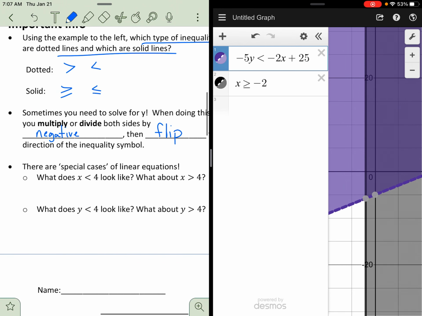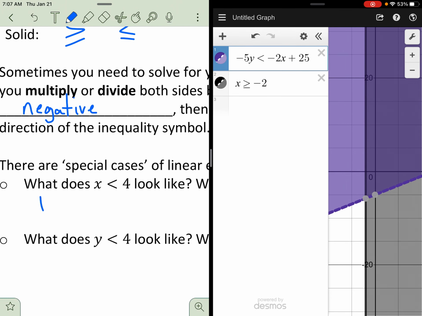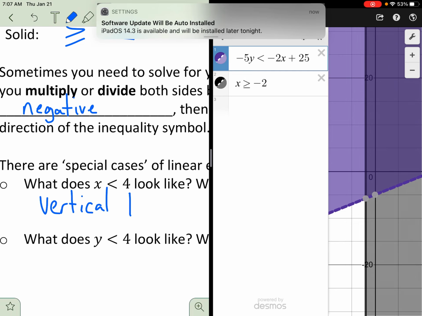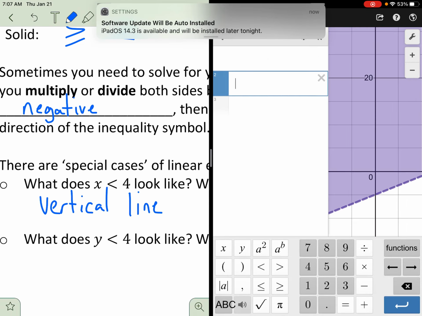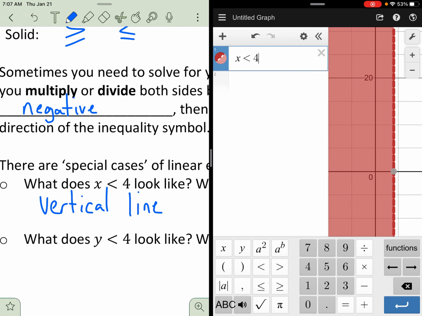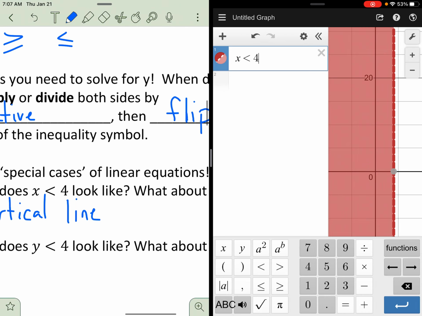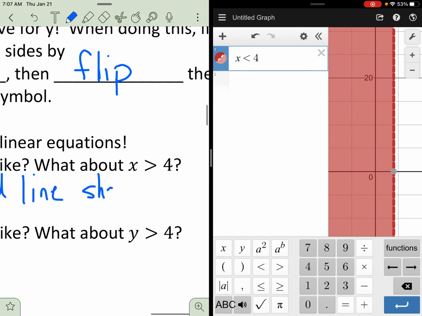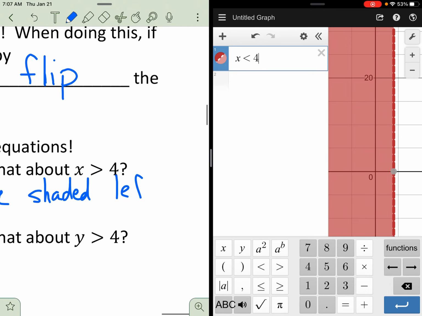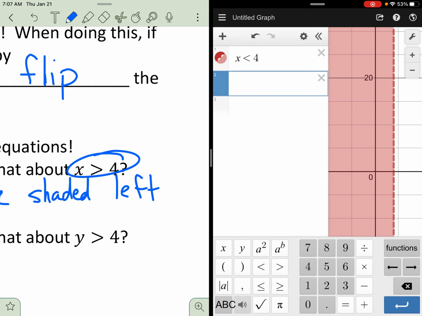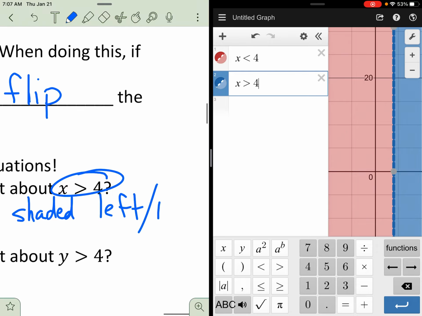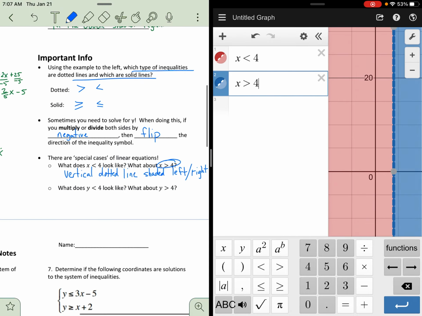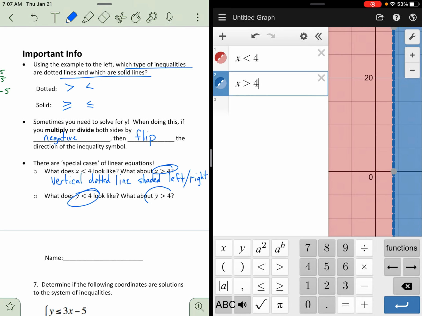Okay, so there are some special cases of linear equations. What does x less than 4 look like? Well, it's a vertical line, and it's dotted, vertical dotted line. And since it's less than, shaded left. So how about x is greater than 4? Well, that would be a dotted line shaded right. Okay, so depending upon what it is.